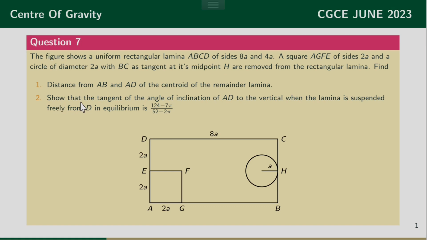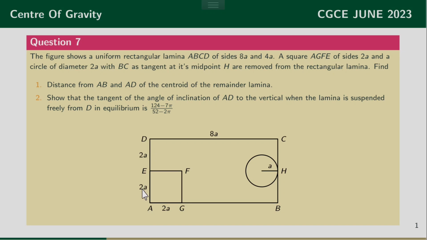2. Show that the tangent of the angle of inclination of AD to the vertical, when the lamina is suspended freely from D in equilibrium, is (124 − 7π) / (52 − 2π).